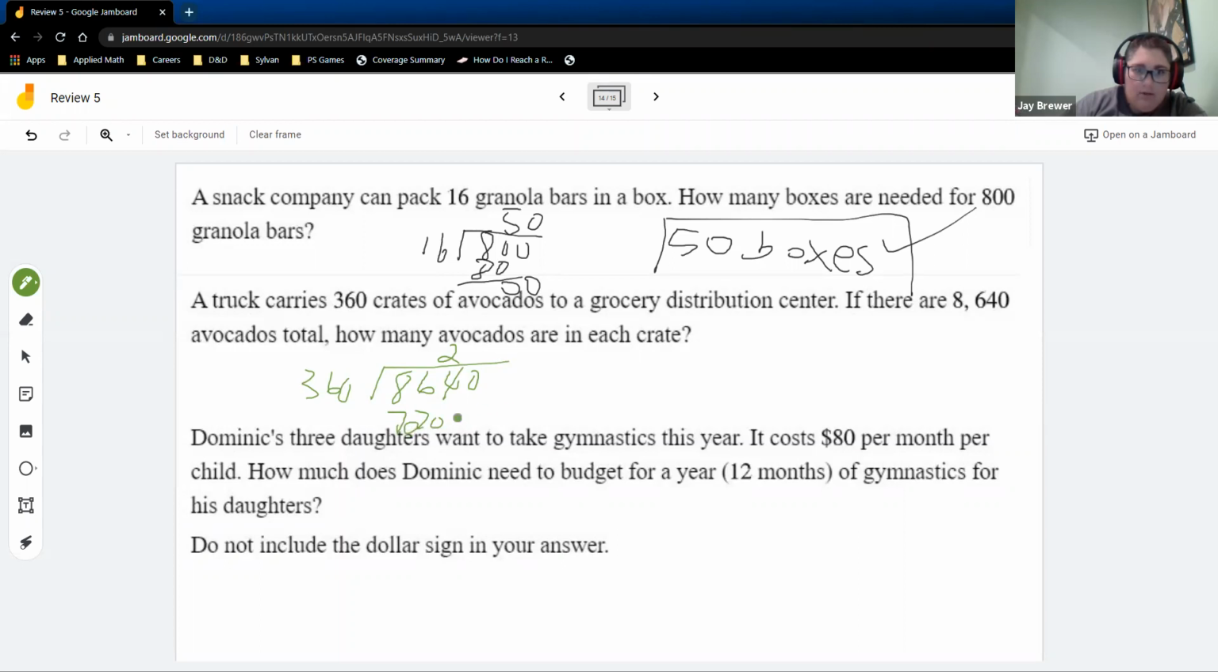This is going to be a little weird. I have to write it a little weird. So you have 144 left, and you bring the 0 down. And then I tried a 4, and that actually worked perfectly. So that means that there are 24 avocados per crate.